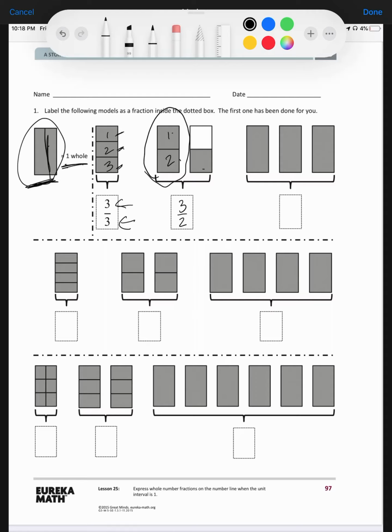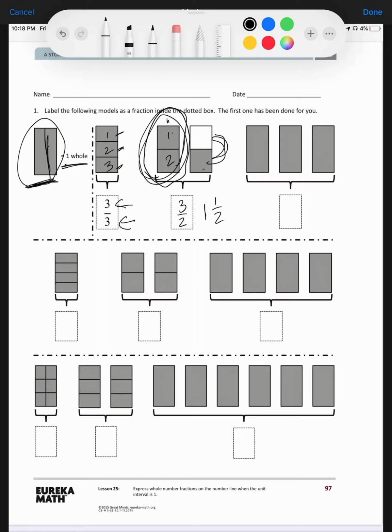Another way to write this would be how much is this first object worth? Well, it's worth one whole. So that's one whole. How much is this one worth? Well, it's worth 1/2. So 3/2 is the same as 1 1/2.